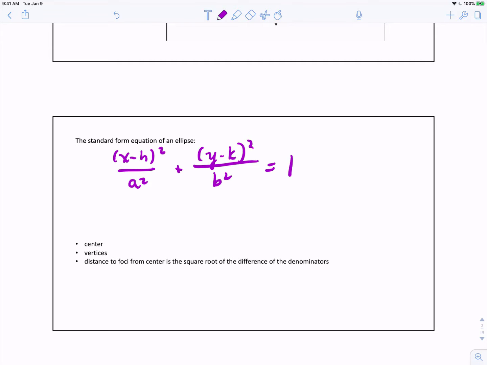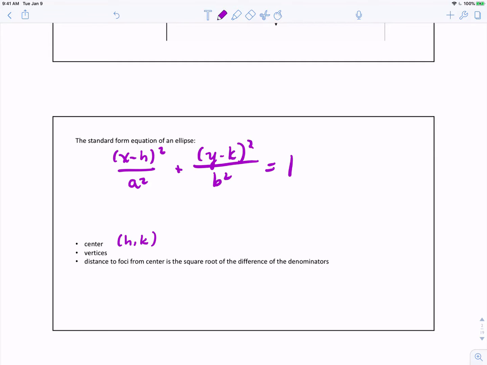Now, your textbook gives two formulas for the equation of an ellipse, and I've always thought that was just a harder way to remember these. So you can just use this one standard formula, and I'll show you how to use it for the two types of ellipses that we have. The center is going to be the point h comma k.